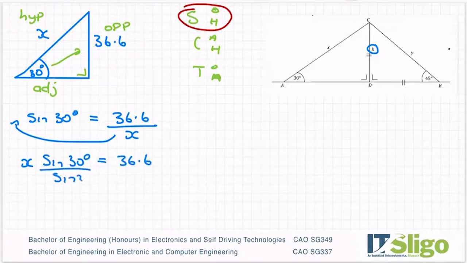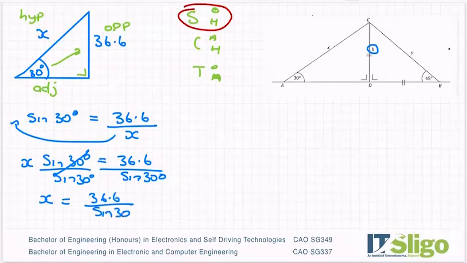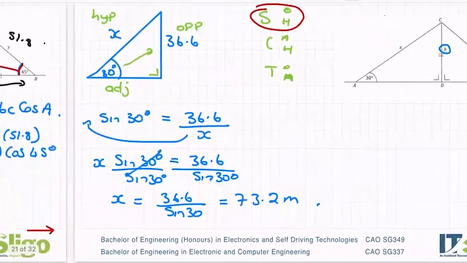Bring up the X, and then divide both sides by this. And you'll note as always when X, what you need, is on the bottom, these two swap places. Can you see that? So X is equal to 36.6 over sine 30. Let me hit the fraction button. 36.6 over sine 30. Forgot to close my bracket. And I got 73.2 meters.